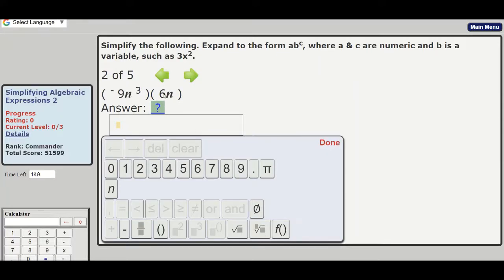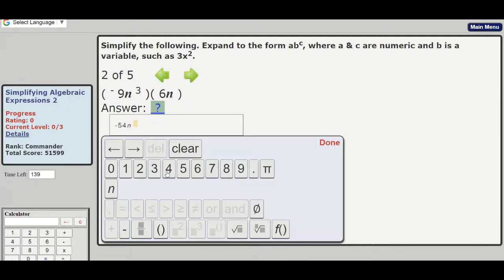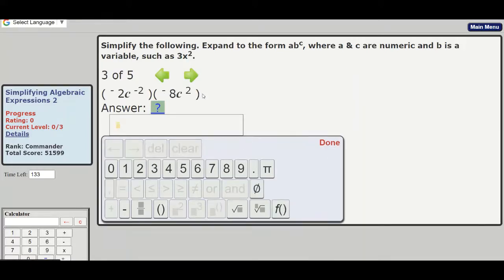Then, negative 9 times 6, negative 54. Then, n. Tapos, 3 plus 1 is 4. Ito yung lalagay ko, then 4. Done. Negative 2 times negative 8 is positive 16.